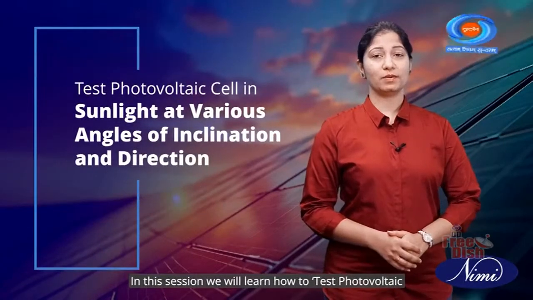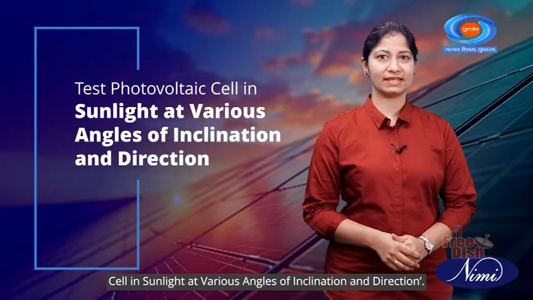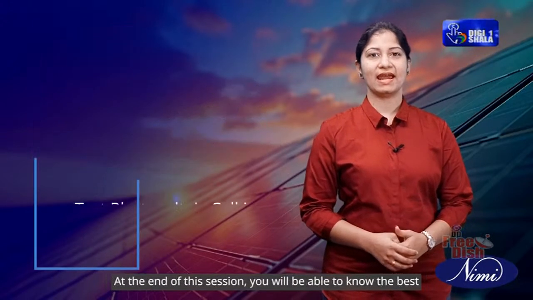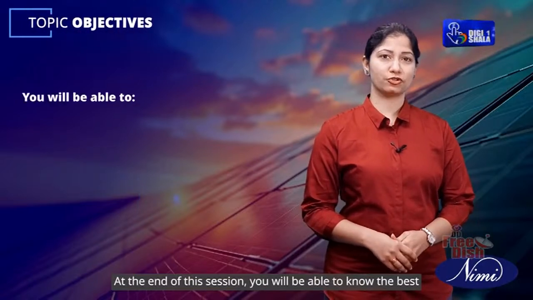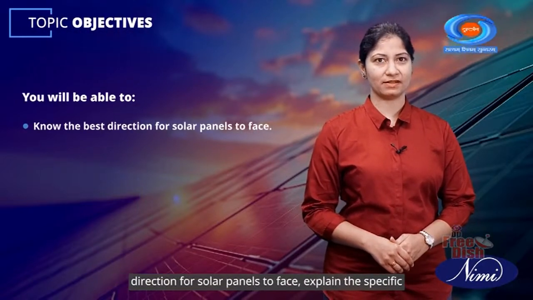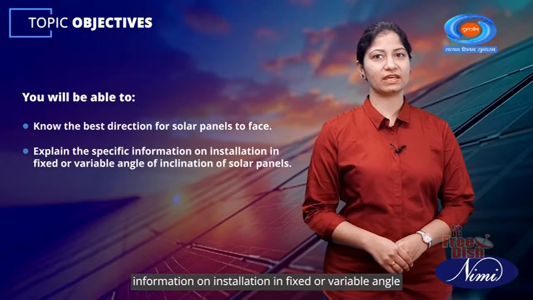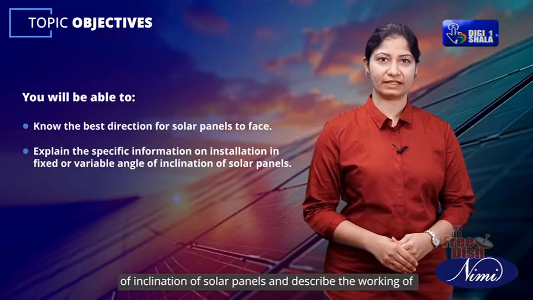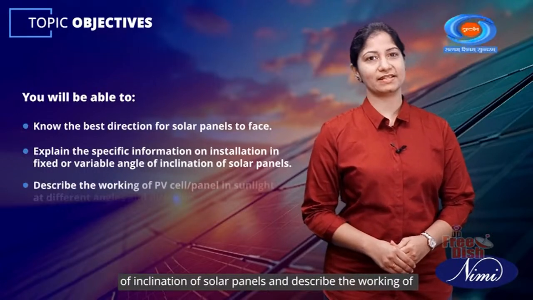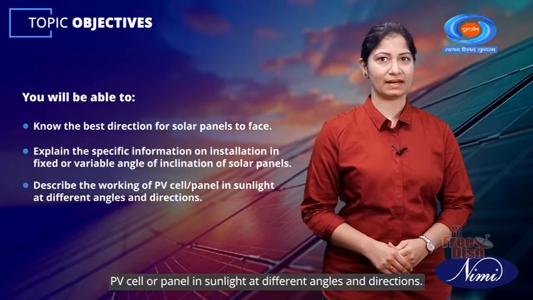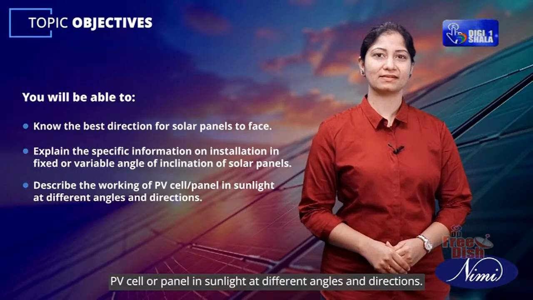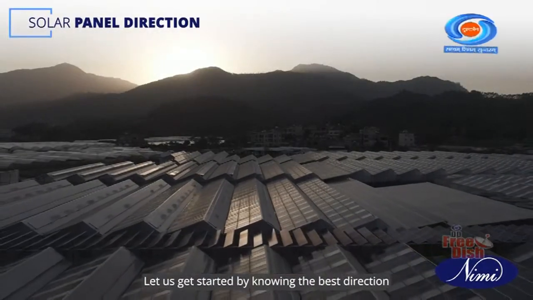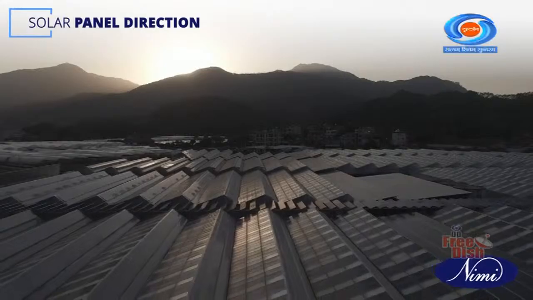In this session, we will learn how to test photovoltaic cell in sunlight at various angles of inclination and direction. At the end of this session, you will be able to know the best direction for solar panels to face, explain the specific information on installation in fixed or variable angle of inclination of solar panels, and describe the working of PV cell or panel in sunlight at different angles and directions. Let us get started by knowing the best direction for the solar panel to face.